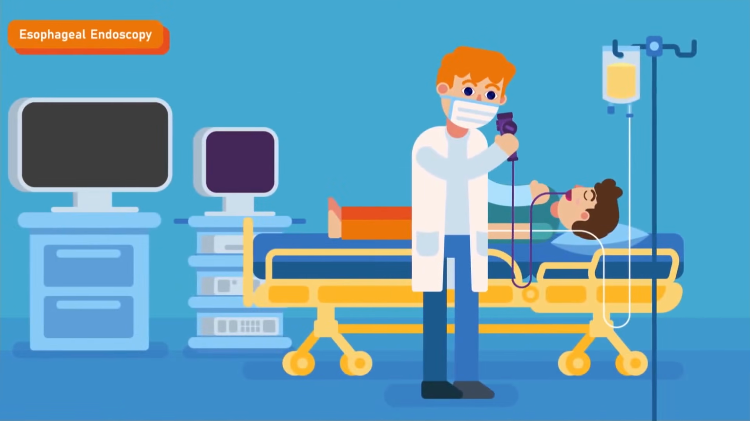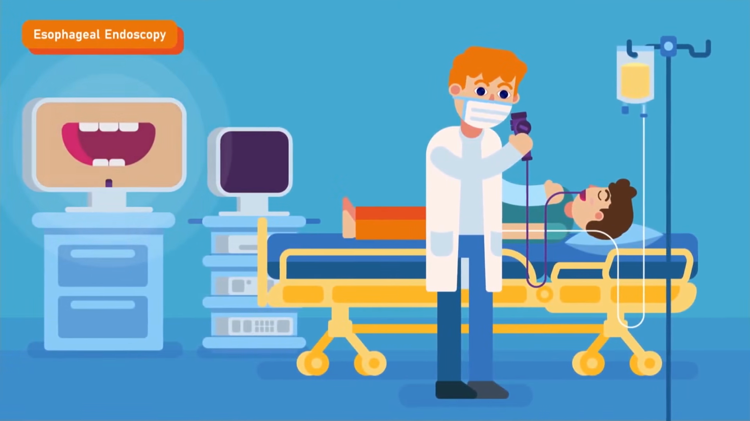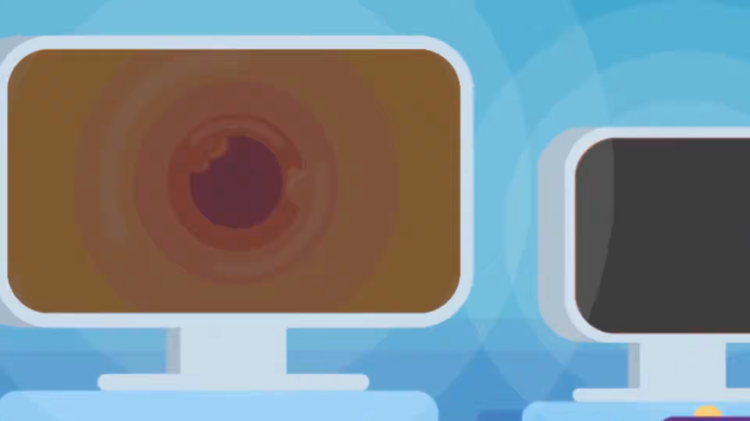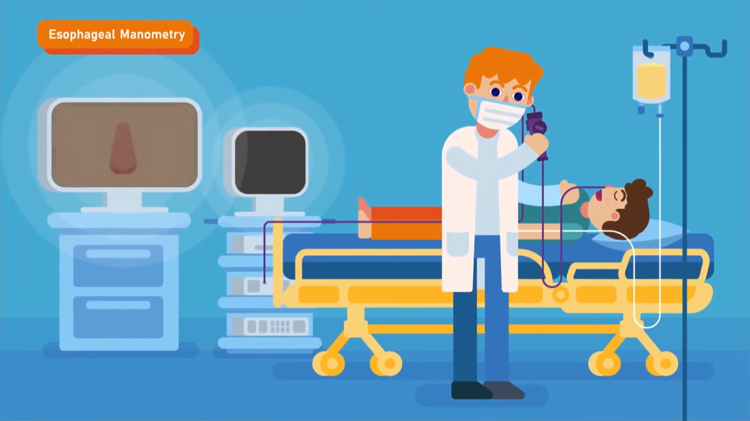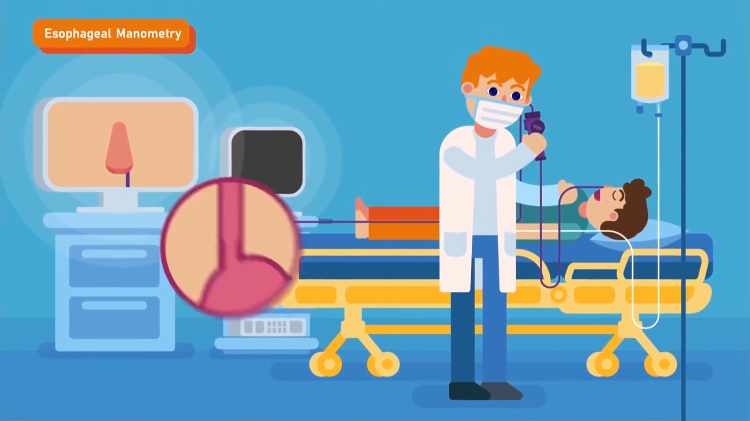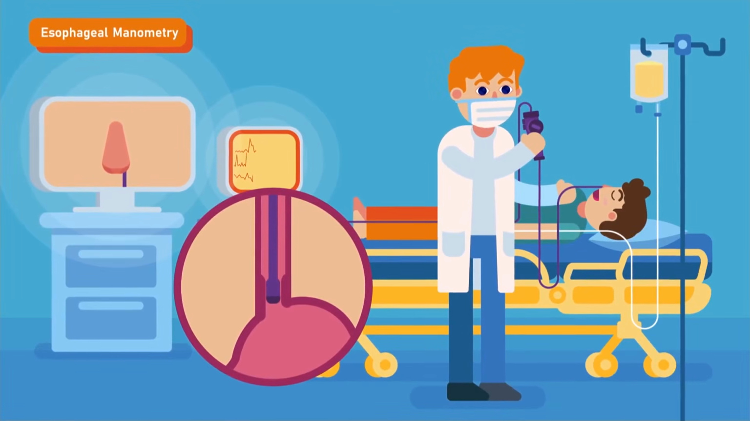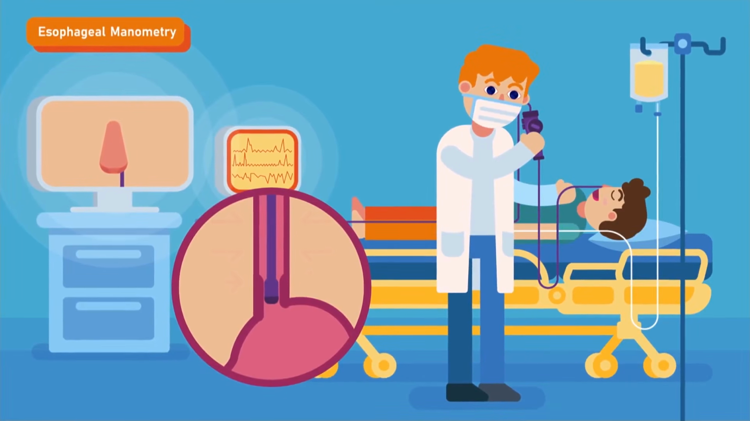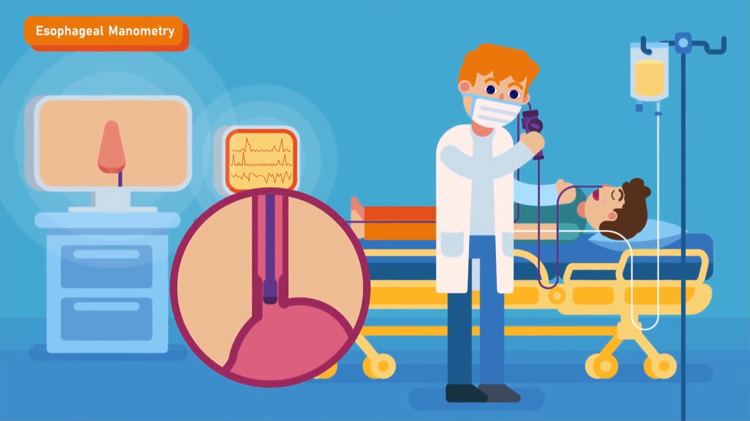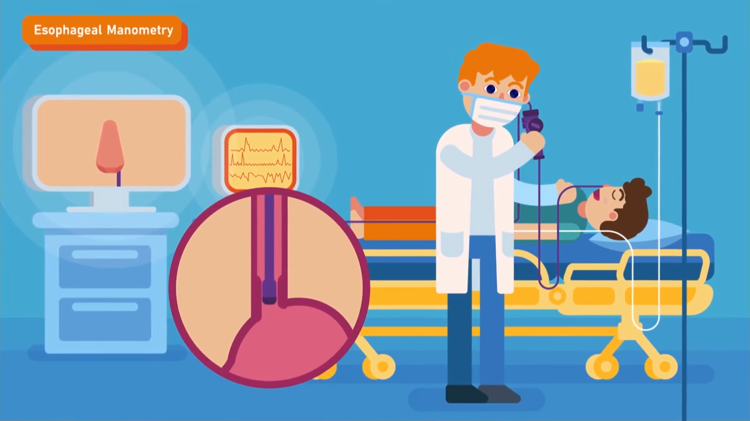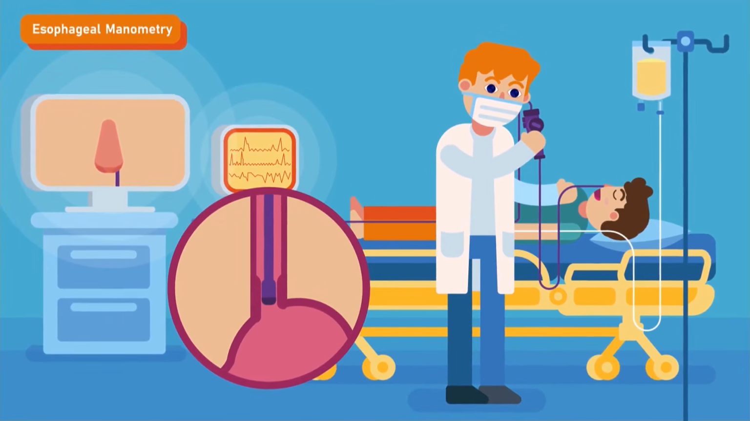Esophageal endoscopy. This is particularly useful in patients with esophageal dysphagia, in which a structural lesion is suspected. Esophageal manometry. In this test, a catheter is passed into the esophagus, which measures the pressure along the length of the esophagus. This is useful in patients in which a motility/propulsive cause of dysphagia is suspected.